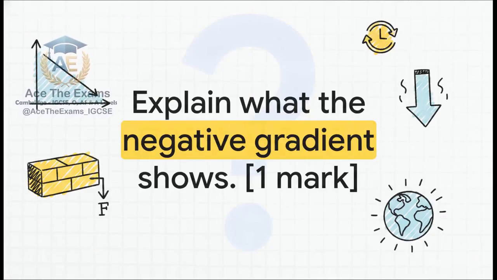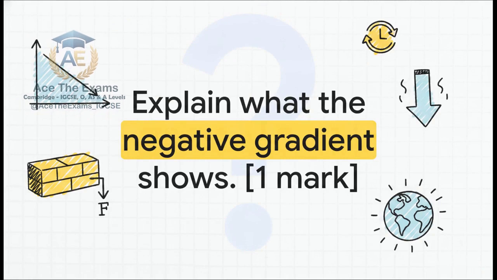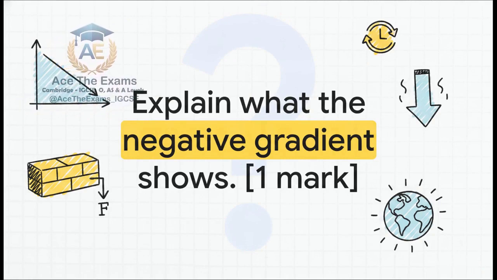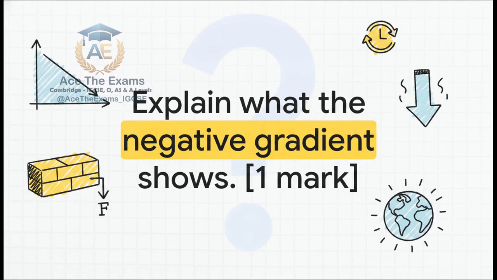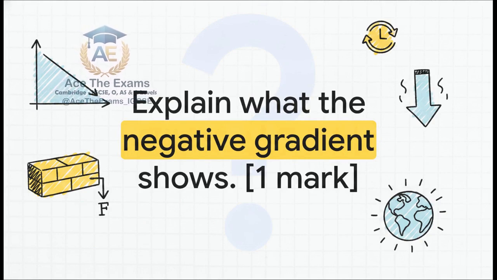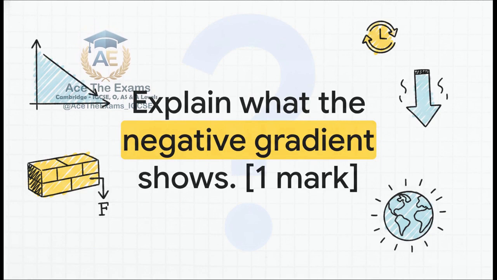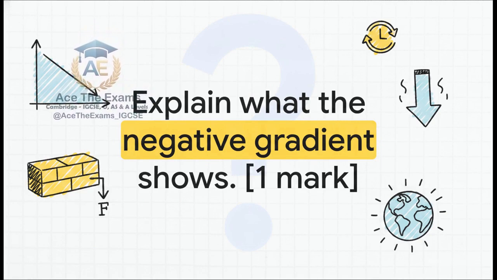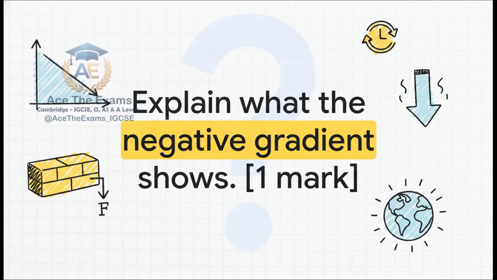Here is your challenge. The question asks, the gradient of the velocity time graph is negative. Explain what this shows, for 1 mark. A very common flawed answer goes something like, "the line is going down because the velocity is dropping." 0 marks. Why? Because that just describes the visual of the graph. Remember, the command word is explain, and since it's 1 mark, you have a maximum of 2 lines of text to get this right.